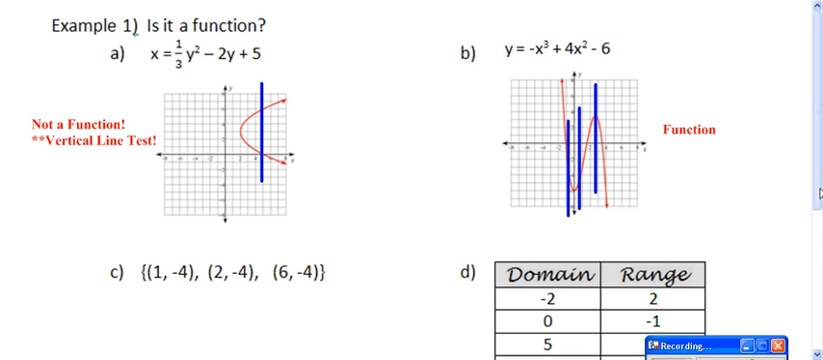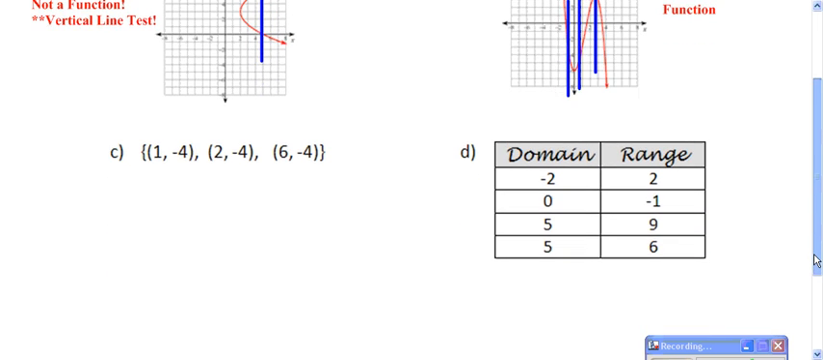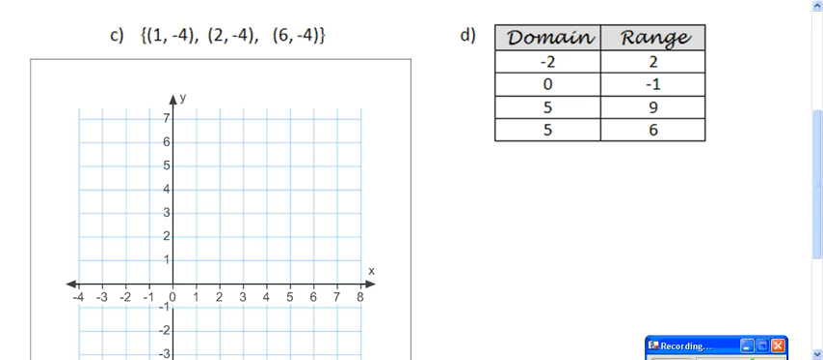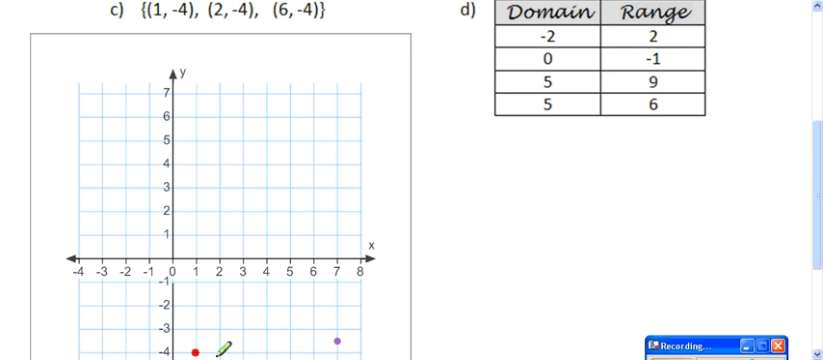C, they give us a list of ordered pairs. You should be able to look at your ordered pairs to determine if it's a function. Your three ordered pairs: 1, -4; 2, -4; 6, -4. I'm just going to prove to you that if I were to graph this, this would be a function. I can already look at the ordered pairs and say they're a function. Reason why is when you graph, I'm just going to go ahead and plot these three points here on my graph. There's 1, -4, 2, -4, and 6, -4.